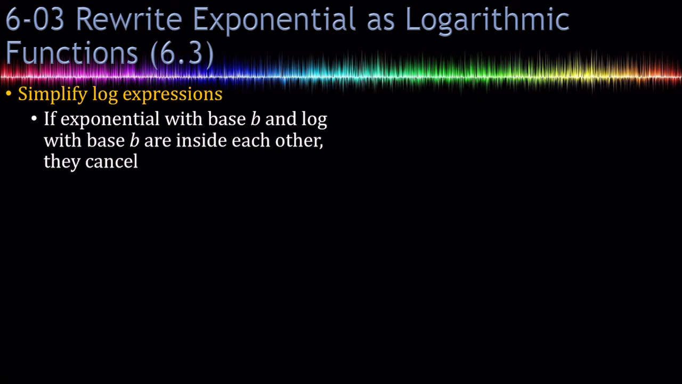We can simplify some logarithmic expressions. If we have an exponential with base b and a logarithm with base b, inside each other they cancel. It's because they are inverses. For example, page 312, number 31. So notice we have 7, and then all the stuff on top is its exponent. So we have a logarithm and an exponent. And notice the bases are the same. Exponential and logarithm, if they have the same base, cancel each other out, and we're left with x.